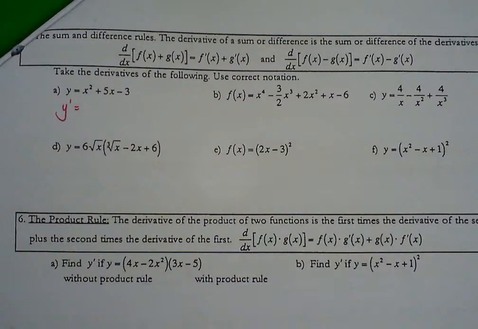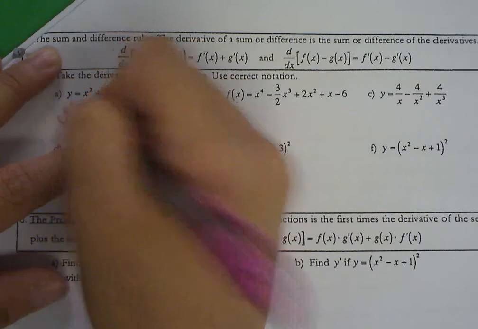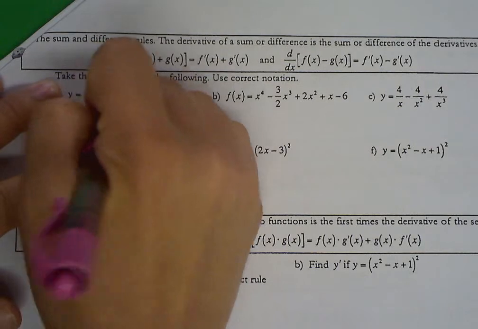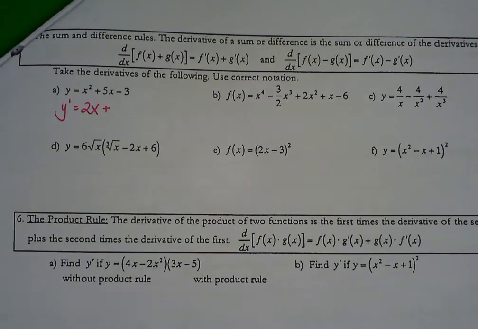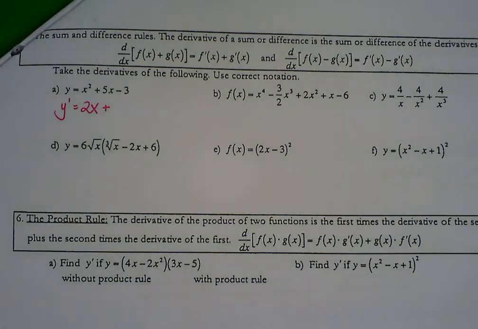So what's the derivative of 2x? Oh, sorry, derivative of x squared is 2x. What's the derivative of 5x? 5x. No. Just think about it. What's the slope of 5x? 5. Okay, what rule is that?